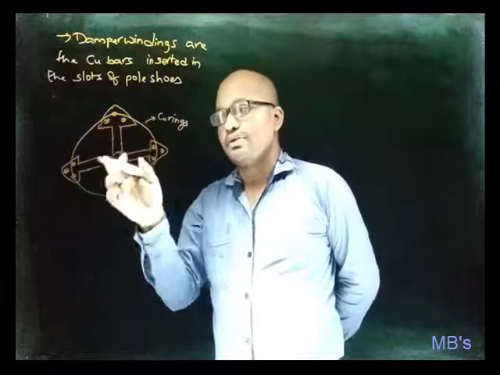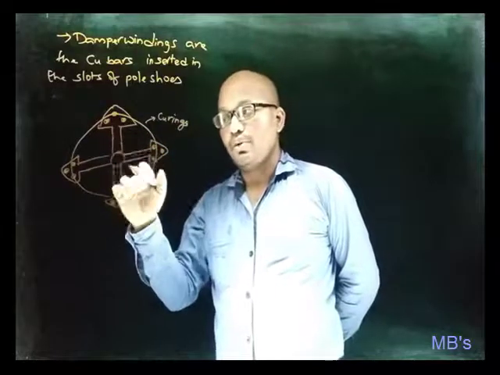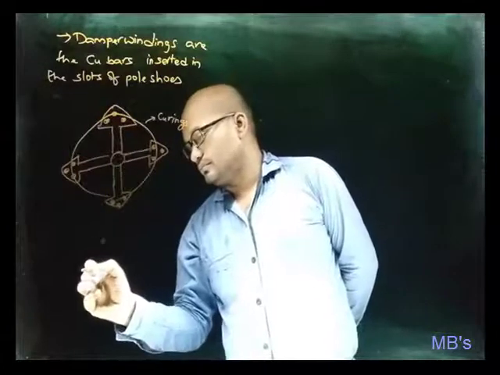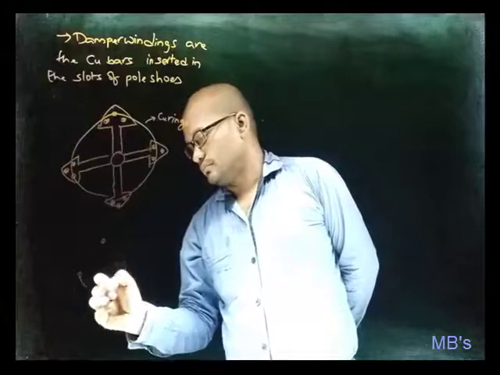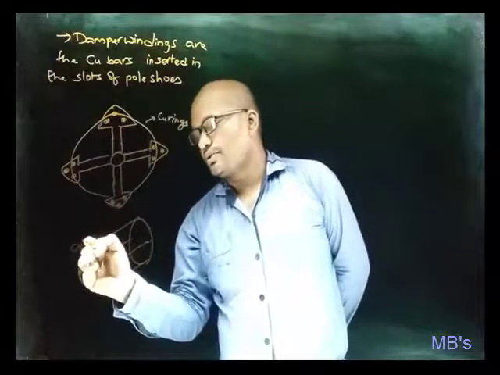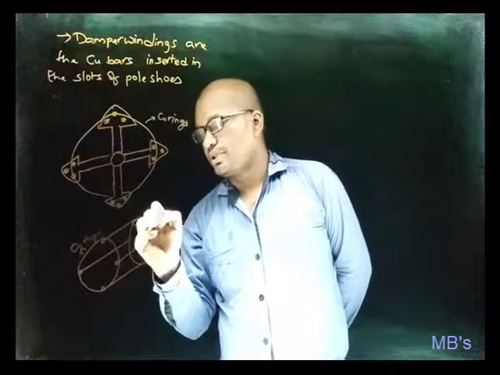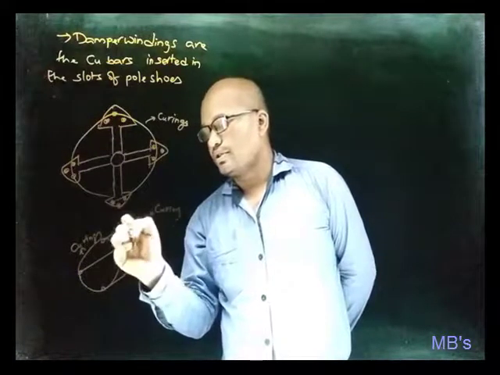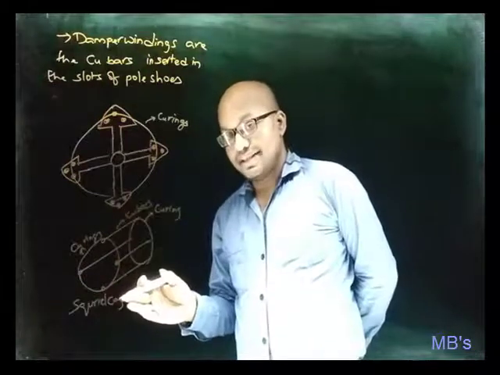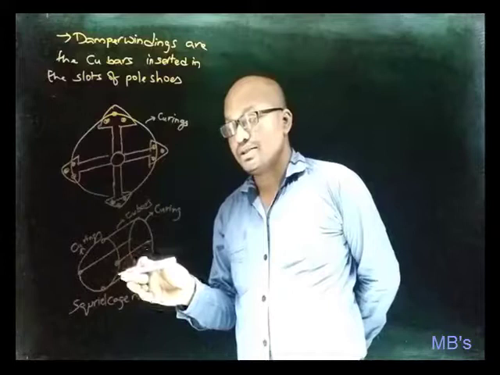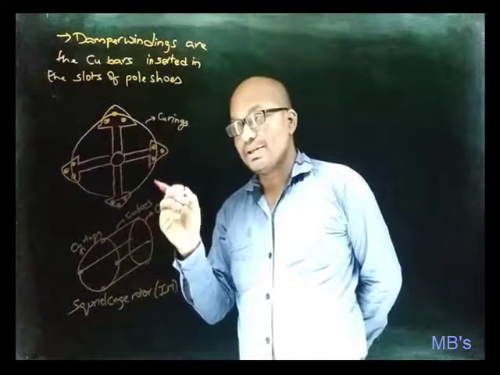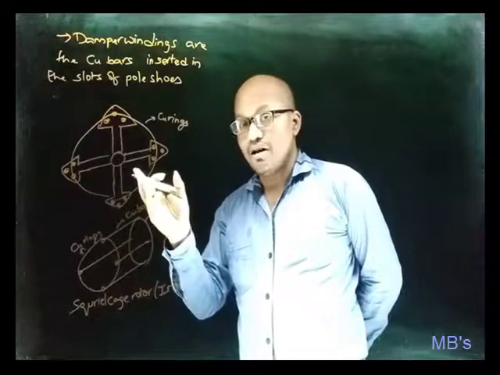So if you forget about this salient pole rotor, now let's see how the damper winding looks. These are the copper rings, and these are the copper bars. This structure looks like a squirrel cage rotor. So from this you can note that there will be induction motor or induction generator action taking place because of damper windings in the alternators.